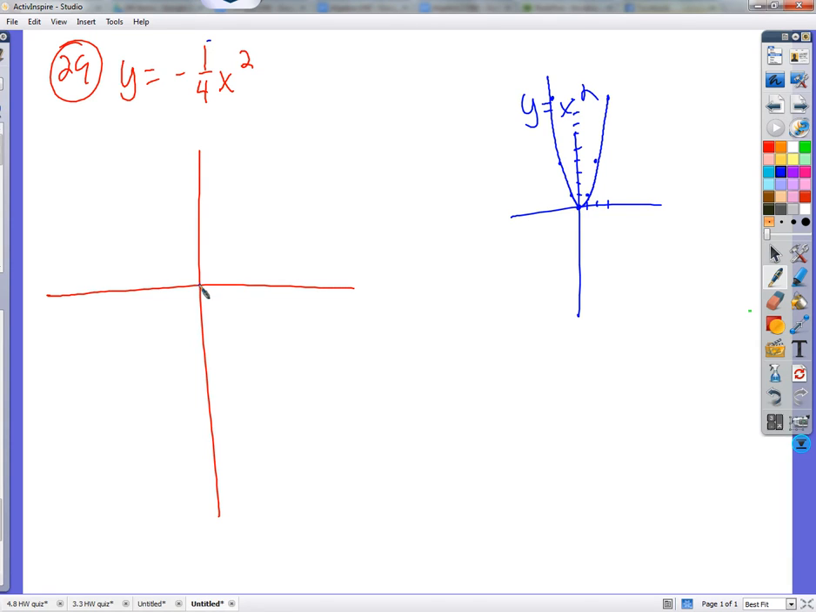The outputs are now smaller by a factor of 1/4. So we still go through 0, 0, that hasn't changed. We'll go through 1, negative 1/4. Okay? And we would normally get 2, negative 4 out of a negative x squared, but we're multiplying it by 1/4, so we get 2, negative 1. Let's skip 3, go to 4. 4 squared would have been 16. But if you made it negative, it would be negative 16. And you multiply it by 1/4, and we get negative 4. So our graph looks something like that.